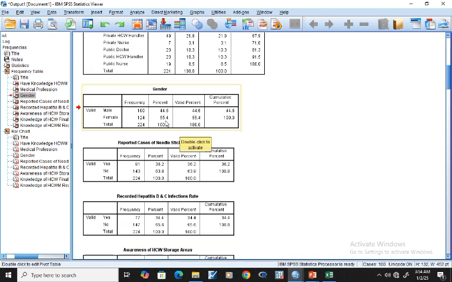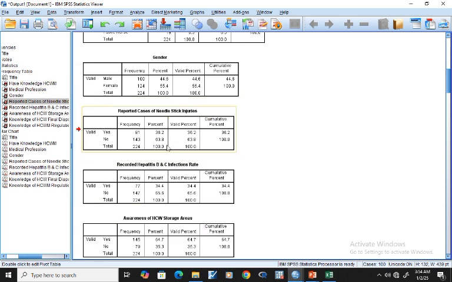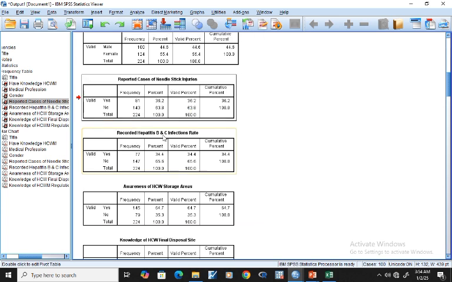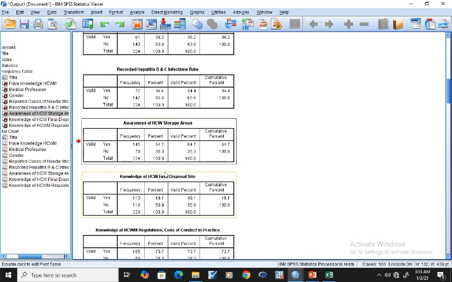We have more females, and as well we have reported cases of injuries. You could see we have 36%, 34% of this rate. We have awareness of waste storage in the healthcare system. You see, we are aware just 65%, which is approximately most. And knowledge of where the final deposit sites of the waste management.